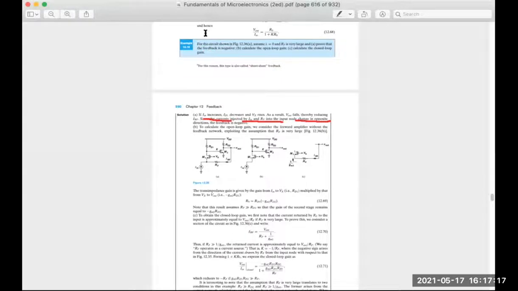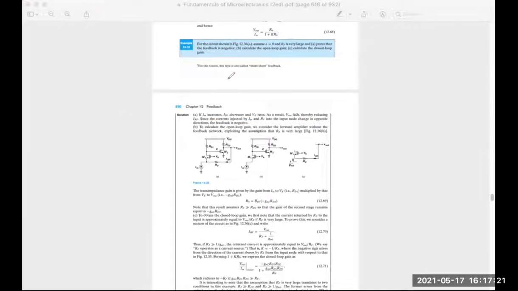So first, let's look at how the feedback is negative. We should follow the signals. If input I increases, and something increases like this, what does that become?